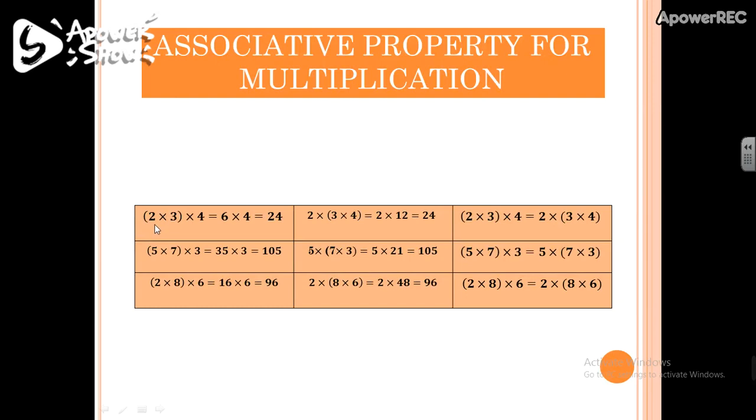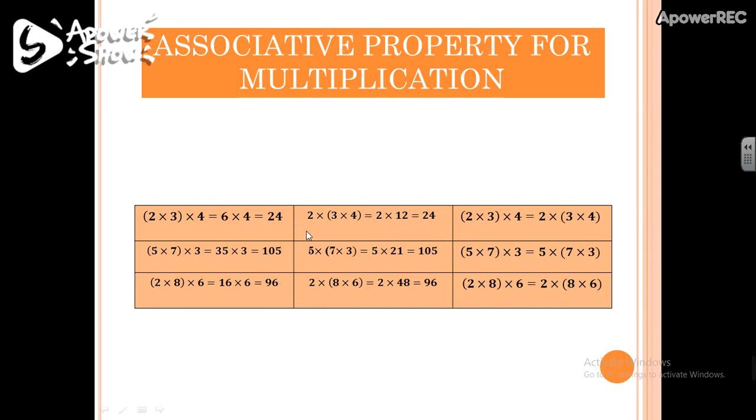Here I am multiplying 2, 3 and 4 in two ways. In the first one, I am multiplying 2 and 3 before. So 2 multiplied by 3 equals 6. And now multiply 4. So 6 multiplied by 4 equals 24. In the second one, I am multiplying 3 and 4 before. So 3 4s are 12. And now multiply 2 with 12. So 2 multiplied by 12 equals 24.